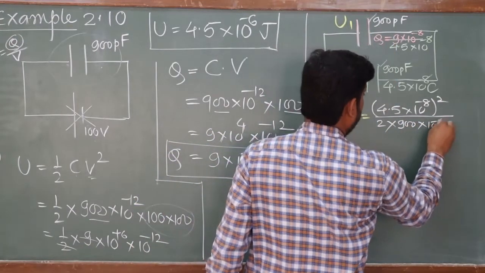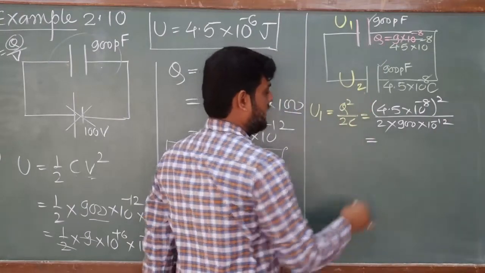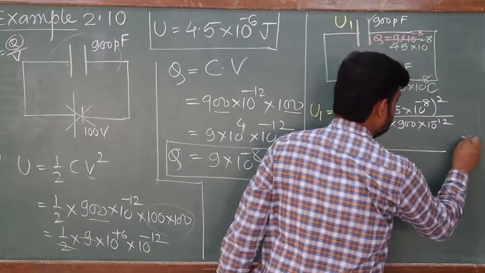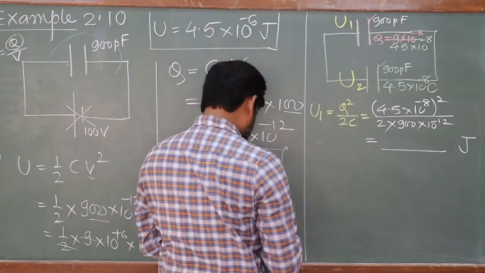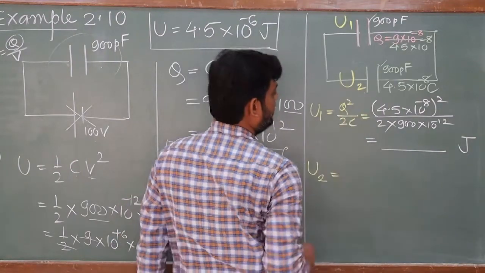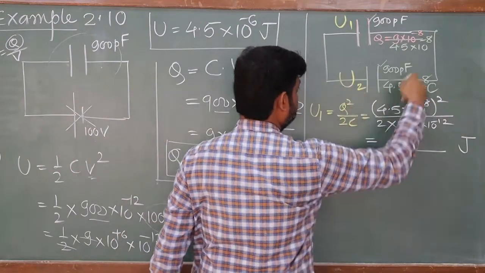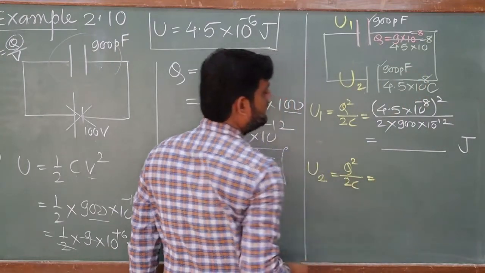900 × 10 to the power minus 12. By solving this, you will get the answer. Find out the answer in Joule. Correct? What is U2? The formula will be again for this U2: Q square by 2C. Correct?